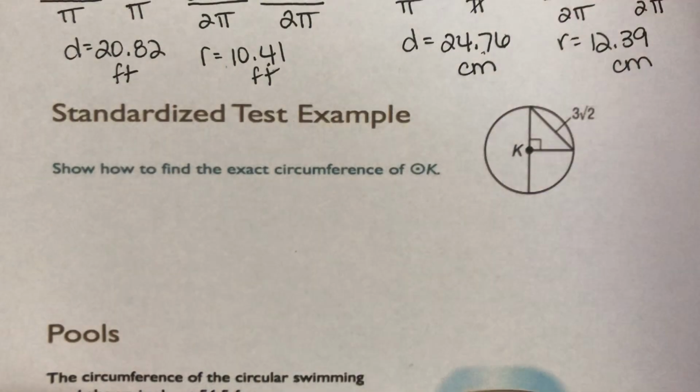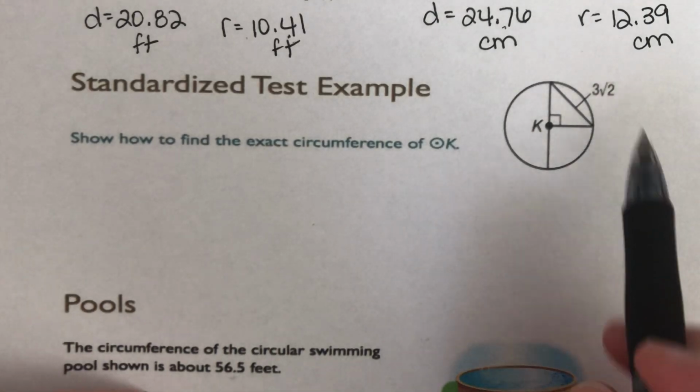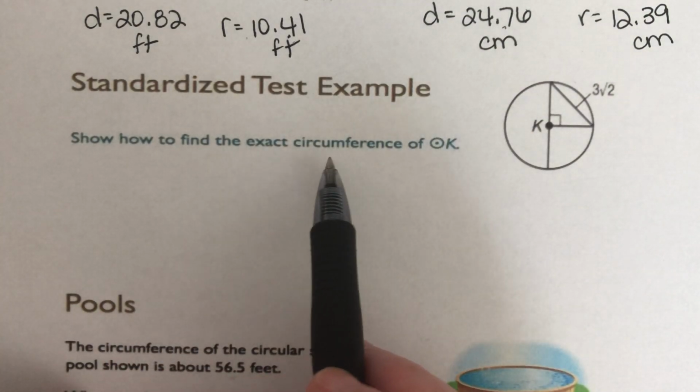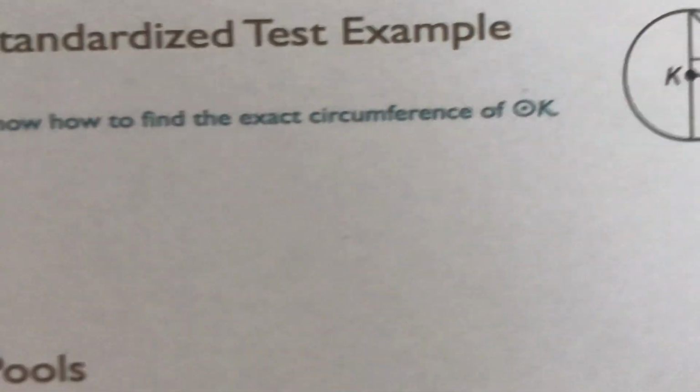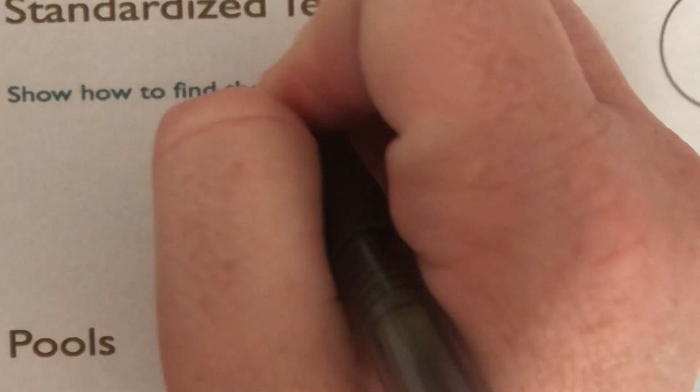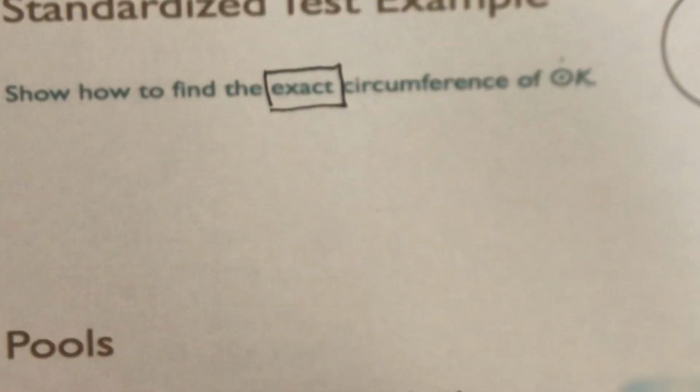All right, standardized test example. Here we go. Show how to find the exact circumference of circle K. I want you to pay attention to what it says here: the exact circumference. When we multiply by pi and then round our answer to the nearest hundredth, is that the exact answer? No. So how can we avoid rounding?